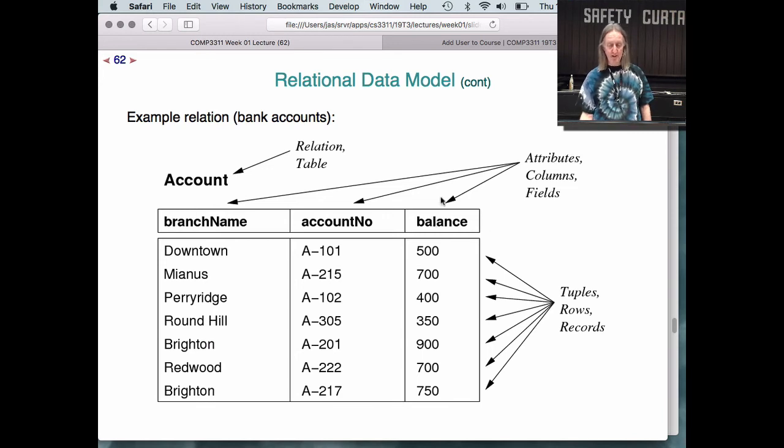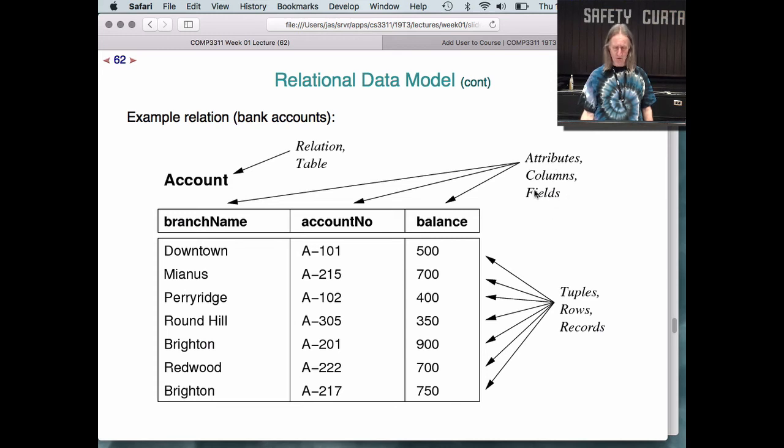If we want to talk about domains, the balance domain is probably positive real numbers, although I've written everything as an integer. Account number is a string, but a string with a particular structure, which would be specified in terms of constraints. The domain is simply string, and the branch name similarly. So each of these rows, we can call a tuple. That's generally what I'll call them.